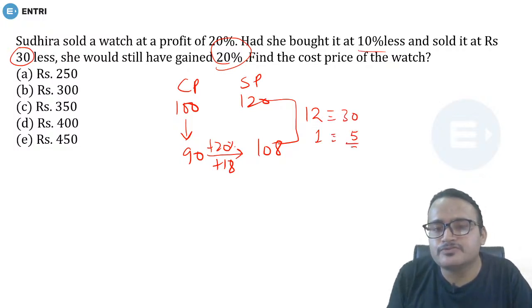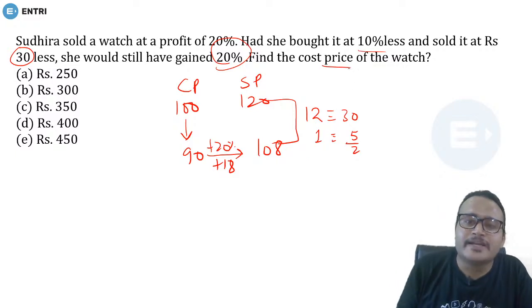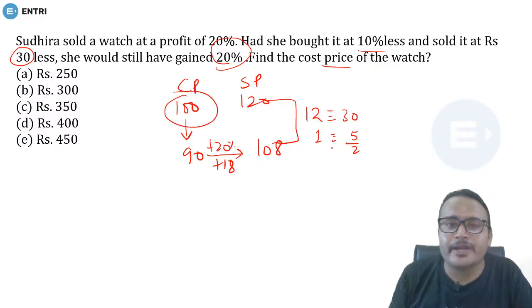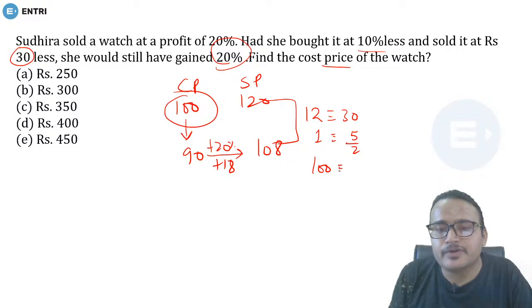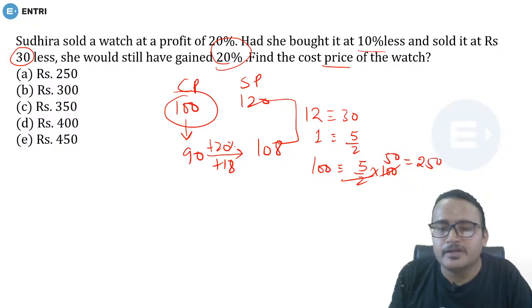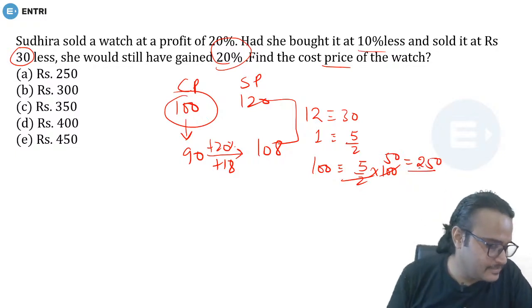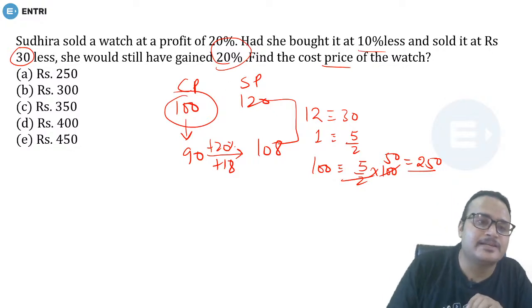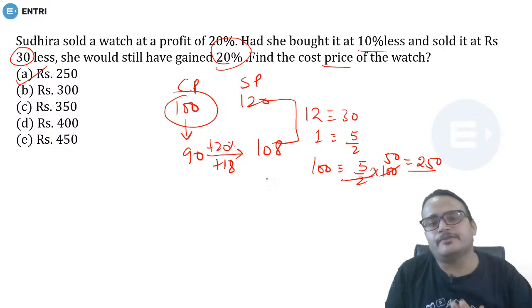So 12 is representing 30, so 1 will be representing what? 6 5 is 30, 6 2 is 12, so 5 by 2. And we need to find the cost price of the watch, that is 100. So we need to find the value of 100. So guys, the value of 100 will be 5 by 2 multiplied by 100. So this will be 250. So 250 will be your right answer, guys. You can mark 250 without any second thought. So this is how you can do the calculation.